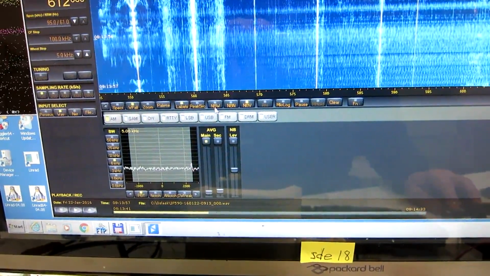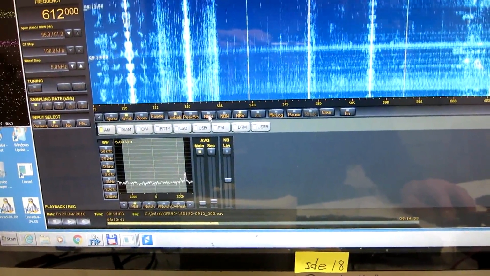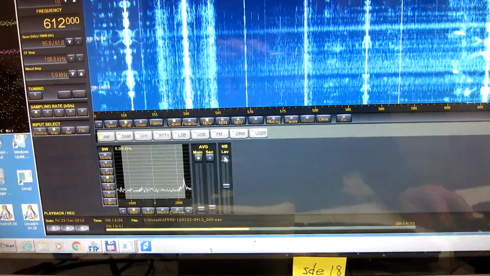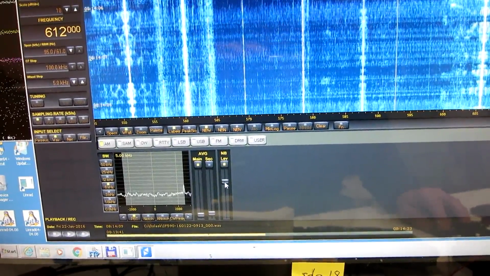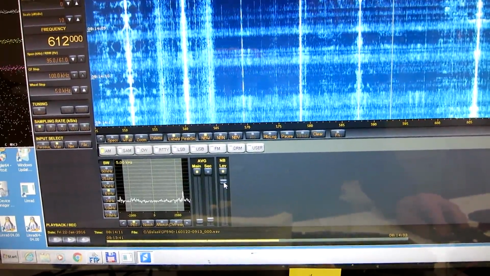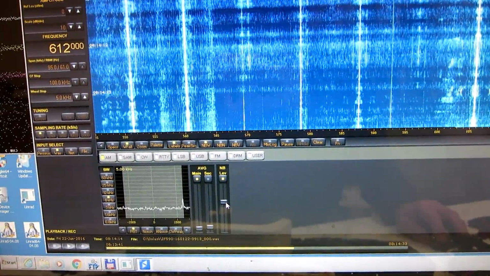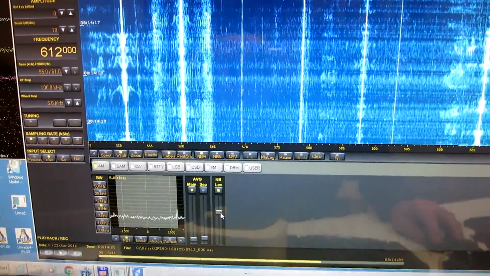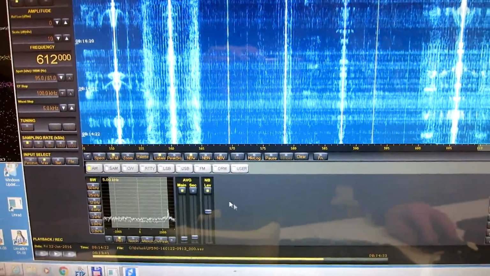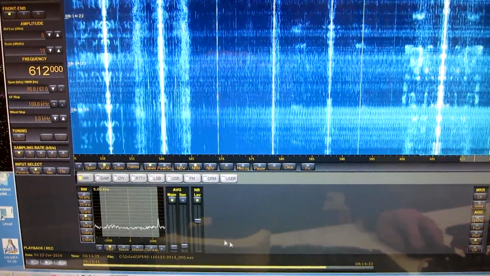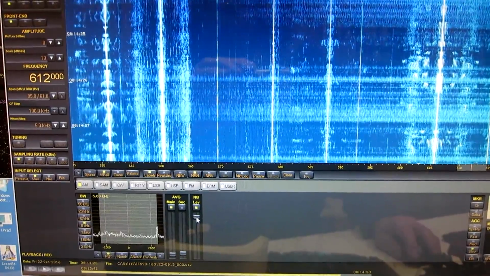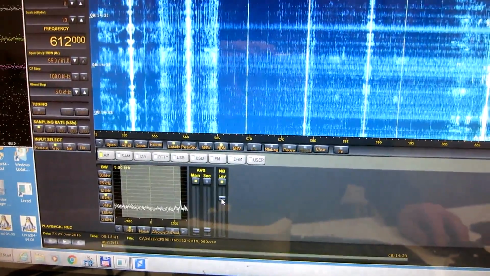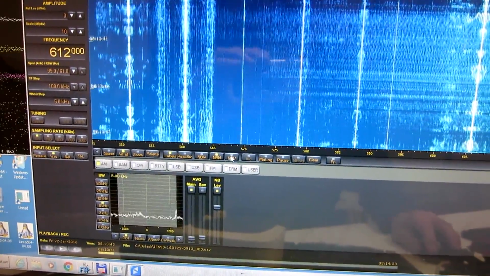There are several noise blankers. I can try the white blanker. Switch it on. It makes a marginal improvement. Then there is the narrow noise blanker. And it's a little bit better. And then there's the vector noise blanker.